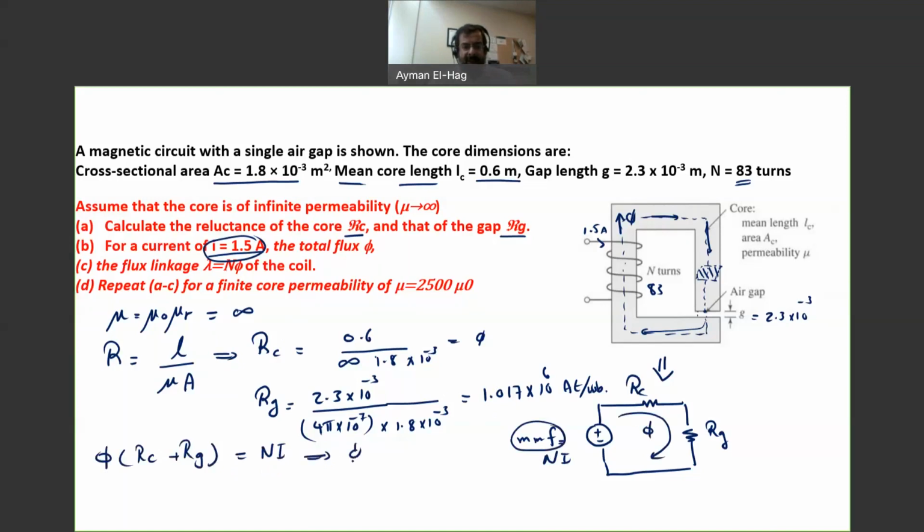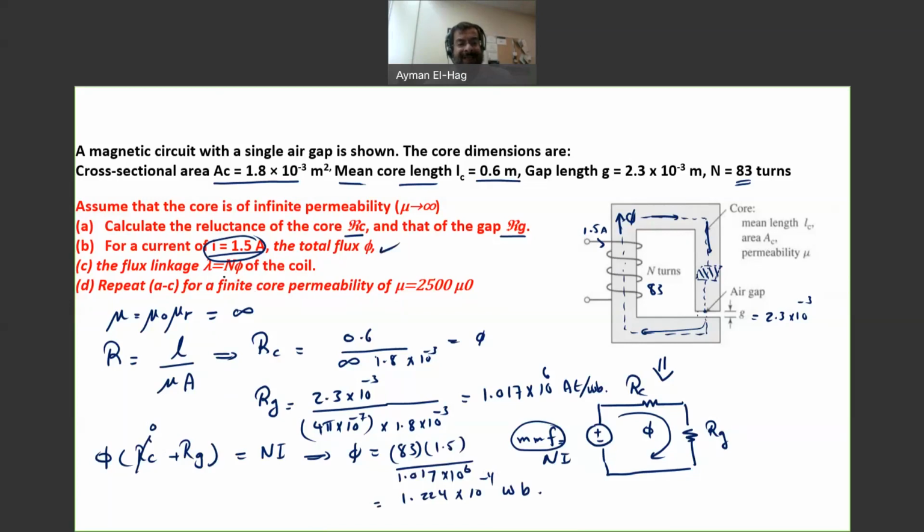Your flux is equal to NI. N is the number of turns, 83, times I, given to us also as 1.5, divided by the summation of the two reluctances, but the core reluctance is equal to 0. So this is equal to 1.017 times 10 to the power 6. And you will find that the flux is equal to 1.224 times 10 to minus 4 Weber. This is your flux. So we are done with the flux.